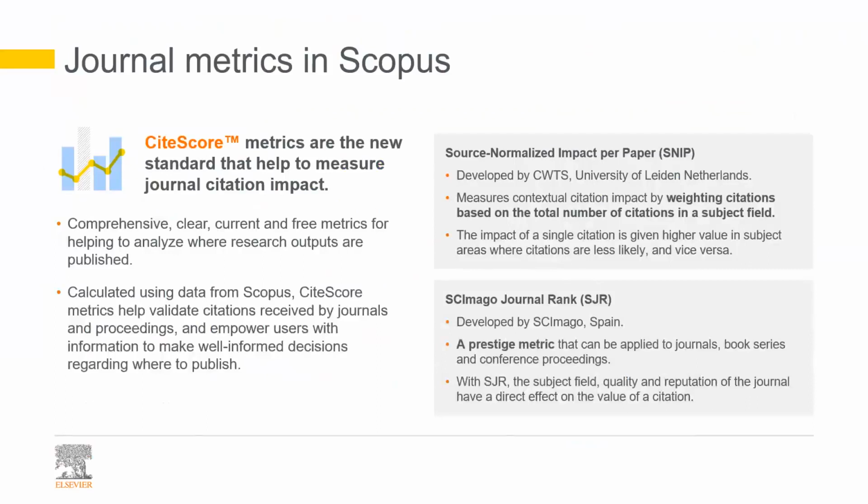SJR is short for SCImago Journal Rank. It is this one. It is a measure of the prestige of scholarly journals. Its methodology is inspired by Google PageRank. Google PageRank is a way of measuring the importance of web pages. So according to Google, PageRank works by counting the number and quality of the links to a page to determine a rough estimate of how important the website is.